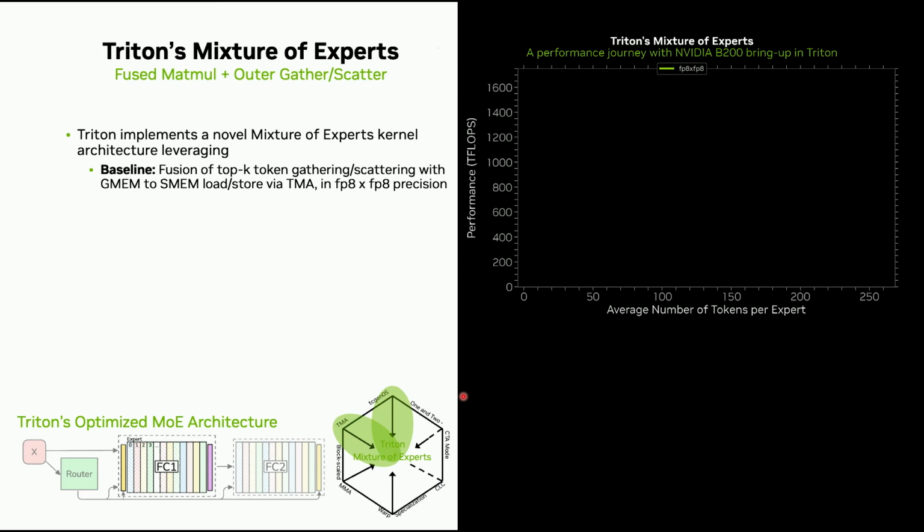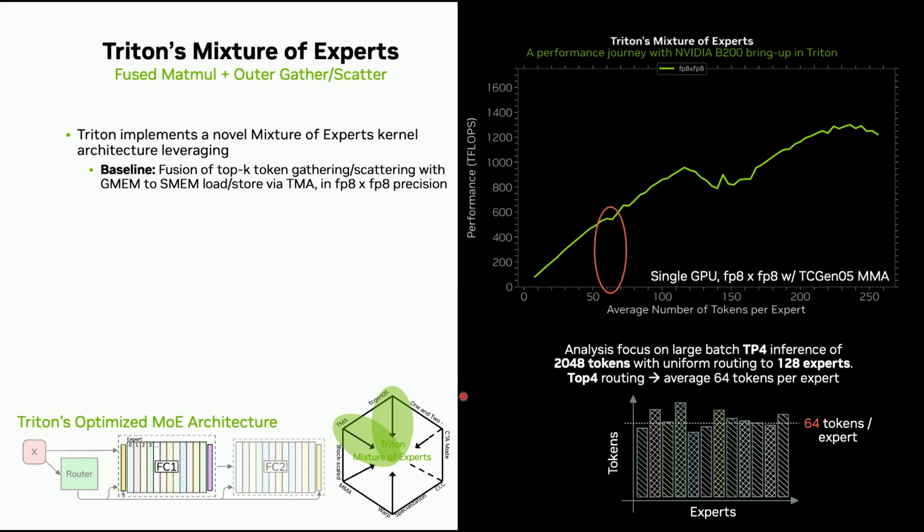So these two ingredients together give us what we need to understand our first baseline of performance in this Triton mixture of experts kernel. Our baseline is FP8 activations, FP8 weights. We're using our 5th generation Tensor Core and the TMA fusion that I mentioned before, gather, scatter fusion. In this plot, we're looking roughly on the x-axis at the average number of tokens per expert.